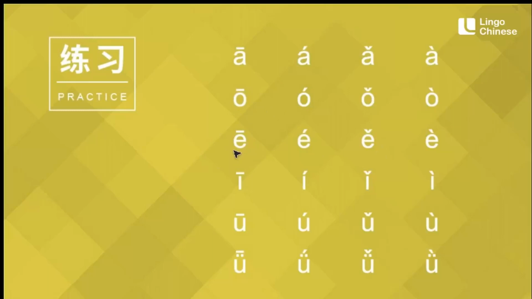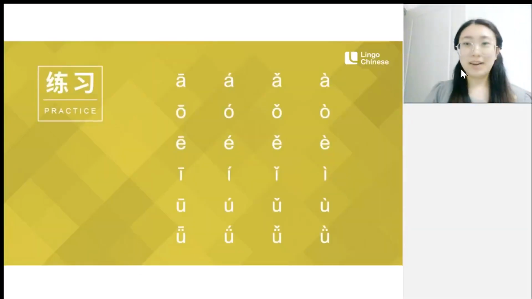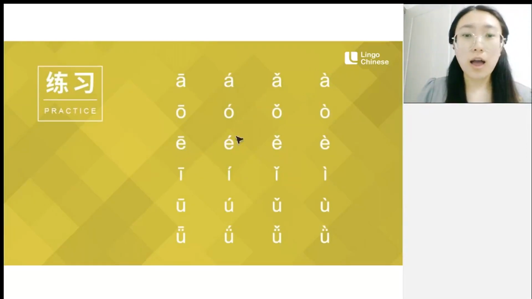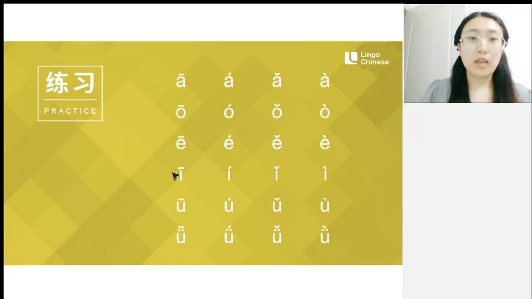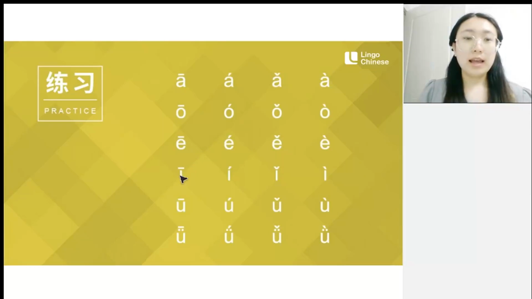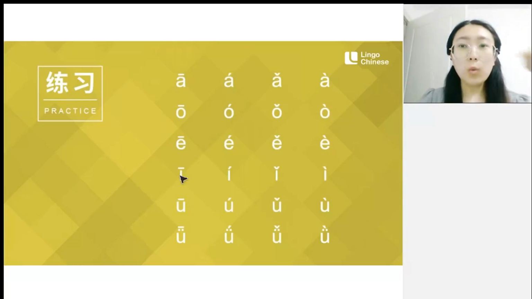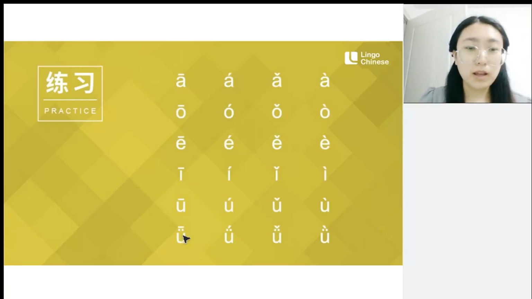The third one is e. Sorry, I forgot. It's e. And the fourth one is e, and the first one is high and flat. The fifth one is 五 and 五. The last one is 鱼 and 鱼.